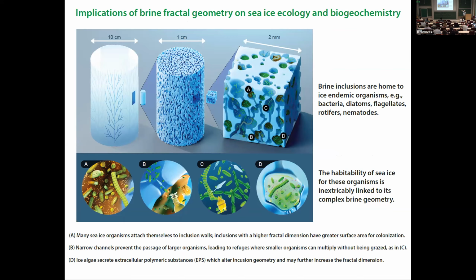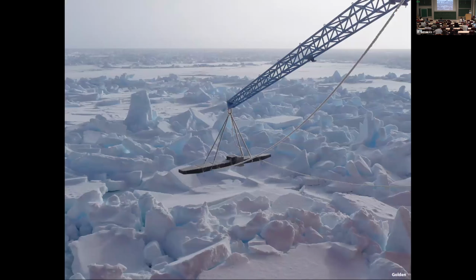and then the smallest scale is where all the biology lives. So the brine inclusions are home to ice endemic organisms: bacteria, diatoms, flagellates, rotifers, nematodes, and nematologists. Very exciting for me. And the habitability and where they live is inextricably linked to this very complex fractal geometry, and in particular, in how critters are segregated, where they have to live, in terms of little necks and so on, and the sizes of the inclusions that they can live in and hide from each other and so on. So we're starting to investigate these types of things.